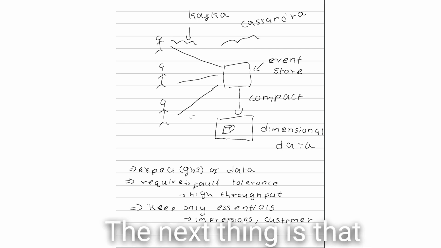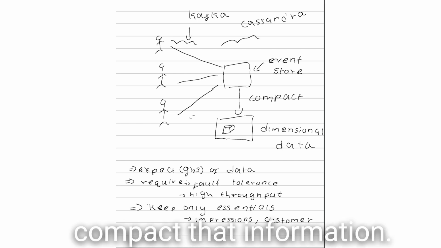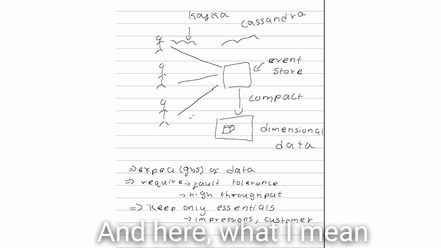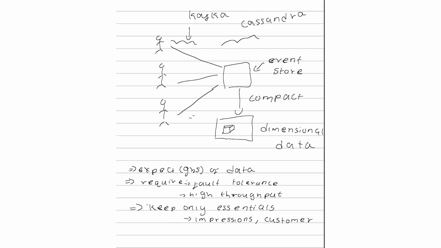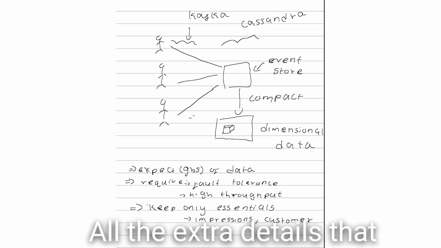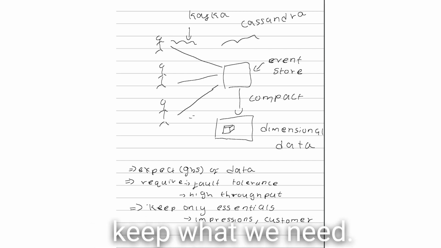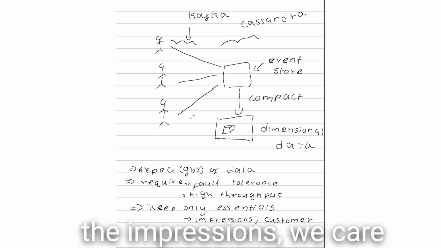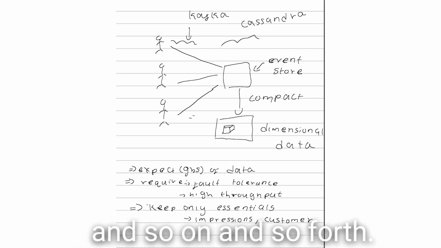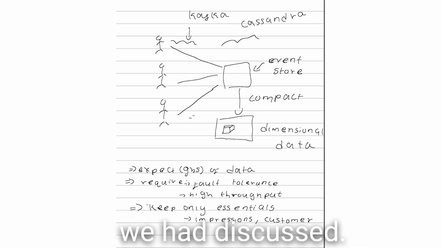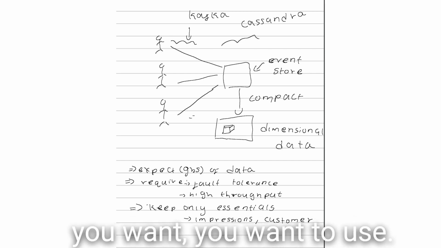The next thing is that it makes sense to compact that information, and here what I mean is let's actually remove all the extra details that we don't need and only keep what we need. So we care about the impressions, we care about the customers, and so on and so forth, and other dimensions we had discussed. So that's what you want to use.